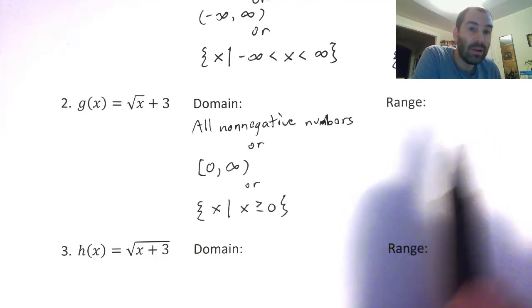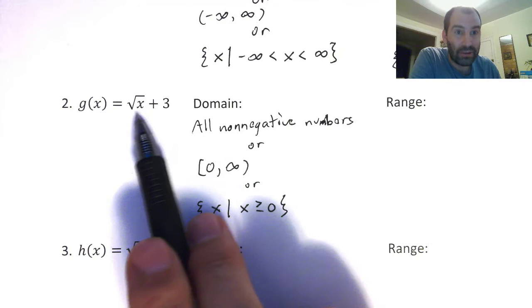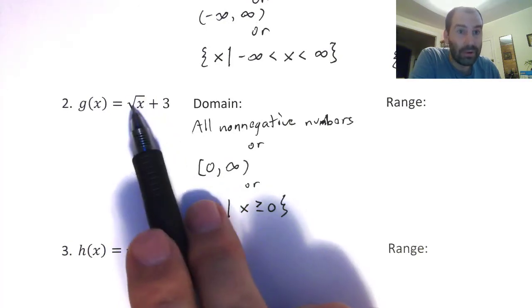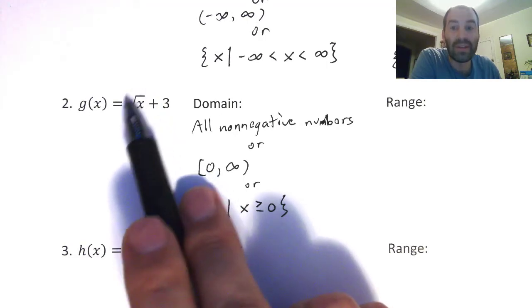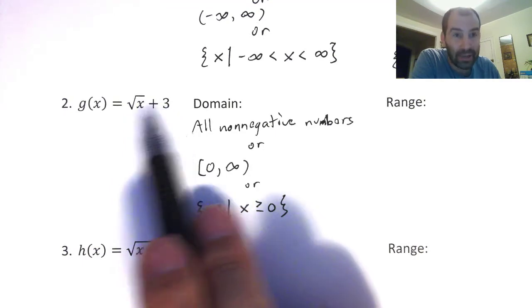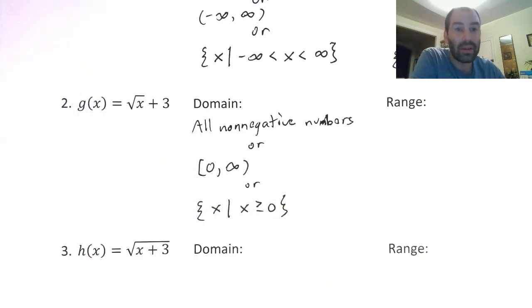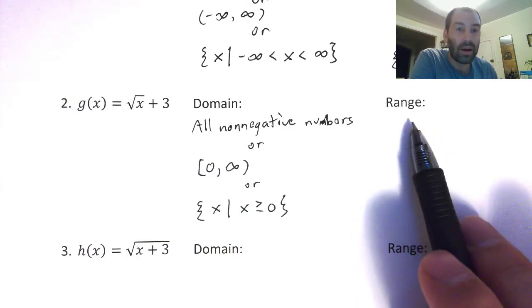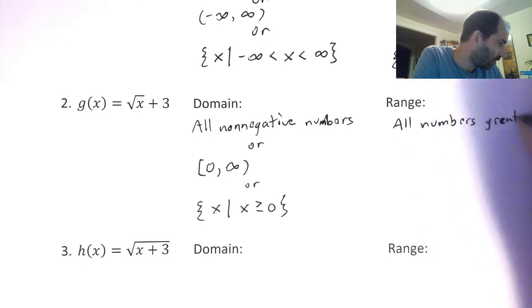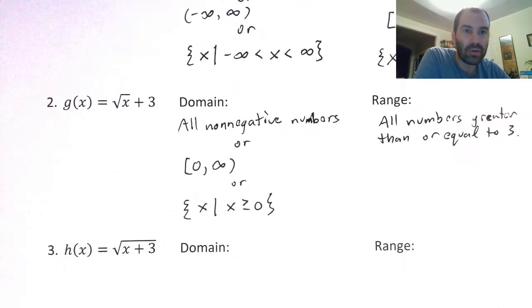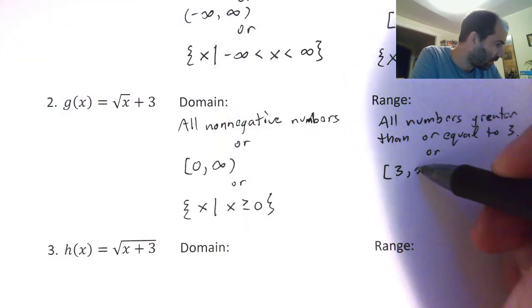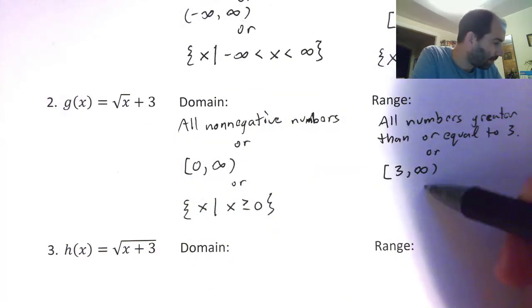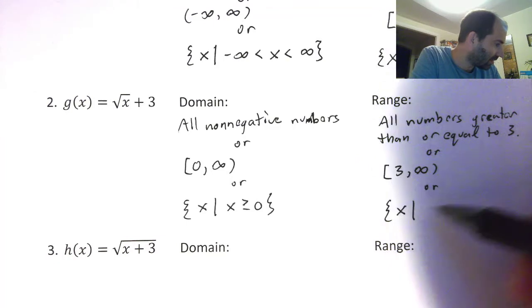How high does it go? Well, I can plug in different numbers for x bigger than 0 and get numbers bigger than 0 as the square root. Right? Plug in a larger number and the square root of that is a larger number. There's no limit to how large this can be. And so when I add 3, there's no limit to how large that can be. So the range is the set of all numbers greater than or equal to 3. Or, if we want to write that as an interval, it would be the interval 3 to infinity, including 3. Or in set builder notation, I would write the set of all x such that x is greater than or equal to 3, right?